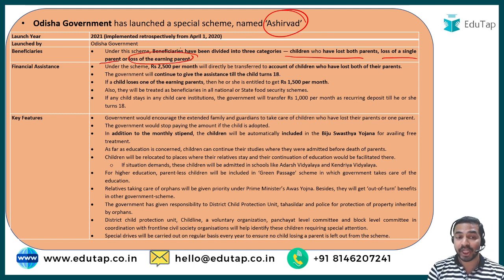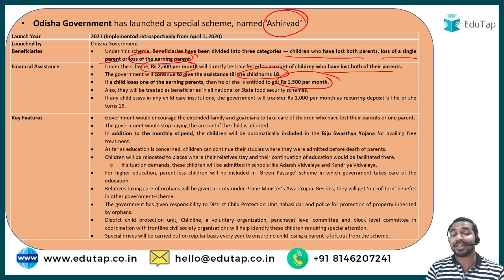And under this particular scheme, financial assistance will be provided to these children, and as a part of this, rupees 2500 per month will directly be transferred to the account of these children who have lost both of their parents. And apart from that, the government is also going to provide the assistance till the child turns 18, and if a child loses one of the earning parents, then he or she is entitled to get rupees 1500 per month.